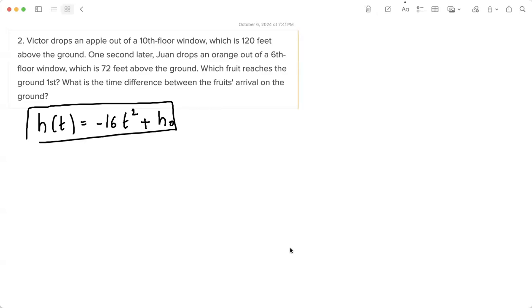Now, the initial height is already given in both the cases. One is 120 feet, one is 72 feet. Right? So it would be 0 equals -16 t squared plus 120 for the apple. For the orange, what would happen? It will be changing, right? The h0, the initial height, is different. So in both the cases, you'll find t. Whichever t is less is your answer. Okay, I got it. Thanks.